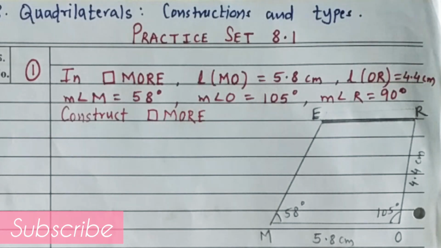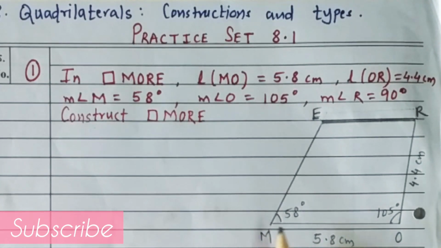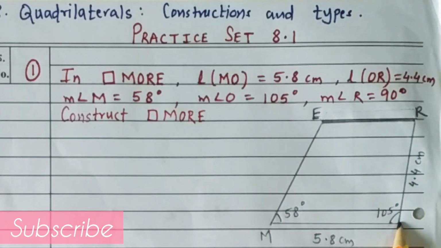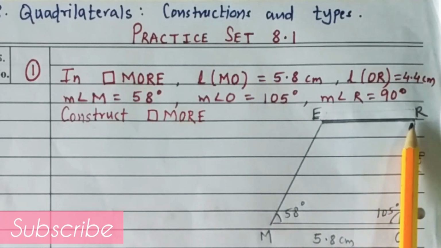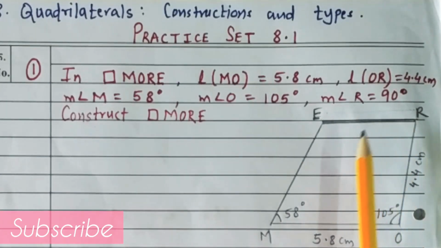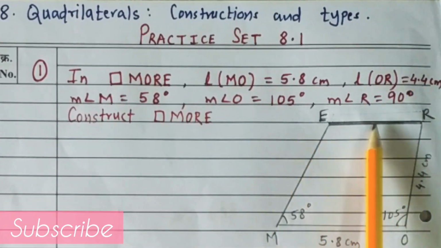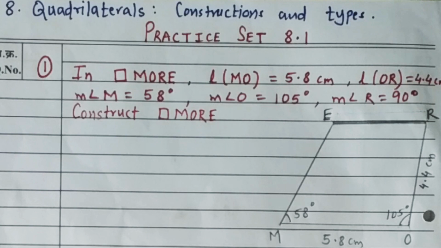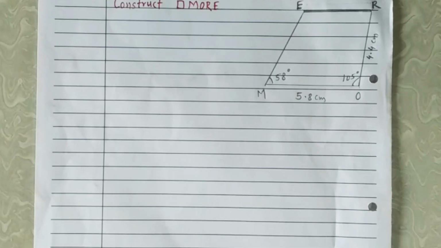So for constructing the quadrilateral, first we have to draw the base MO 5.8 centimeter, then make an angle of 58 degree at point M. At point O, make the angle of 105 degree. Then from O, distance OR is equal to 4.4. So plot the point R at distance 4.4 from O. Then join. They will intersect at a point. We'll get the quadrilateral MORE. So let us proceed with the construction.